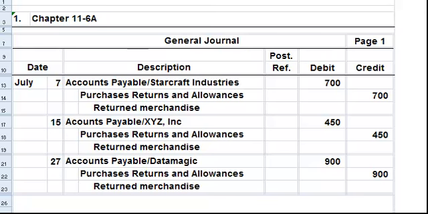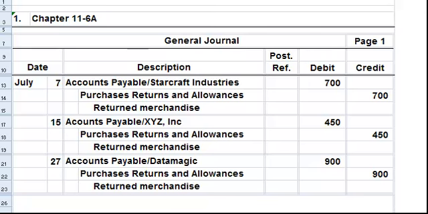Chapter 11-6A, we're looking at journalizing purchases, returns, and allowances, and then posting to the general ledger and accounts payable ledger. We're actually just going to be looking at the journalizing process for this. When you go through the examples in the book, we've already been through the posting process. The only difference is you have to post to the general ledger and to the accounts payable ledger.